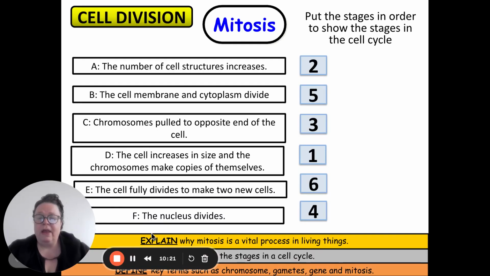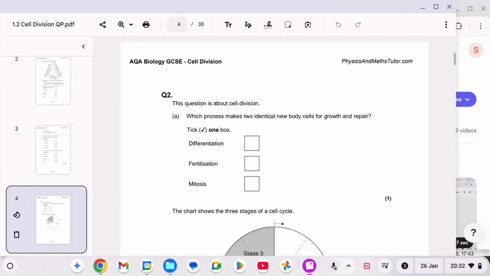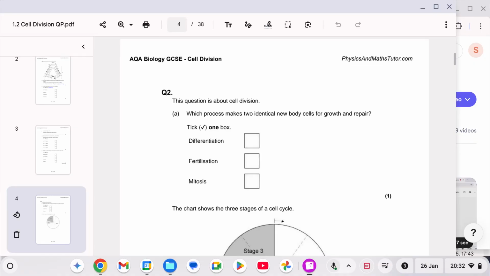And now we're going to have a look at some exam questions. Which process makes 2 identical new body cells for growth and repair? So we've got 3 options here: differentiation, fertilization, or mitosis. So even if you don't know, you can probably do it by elimination. But the answer is mitosis. Okay, then you might get a cell cycle here.